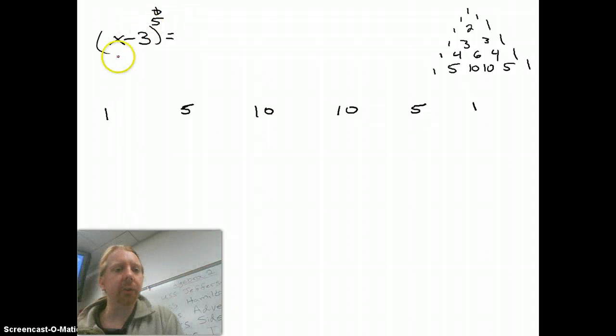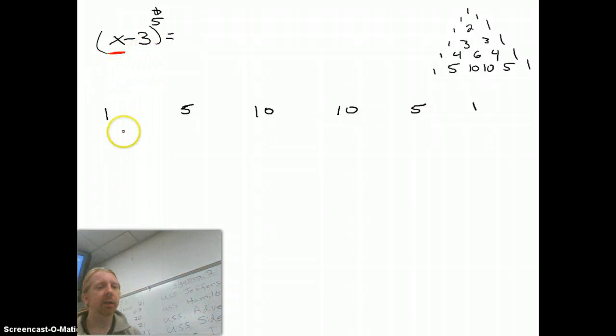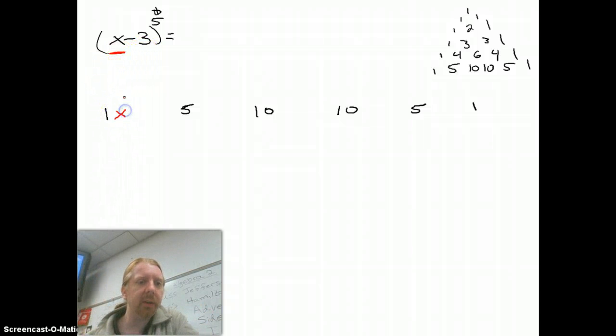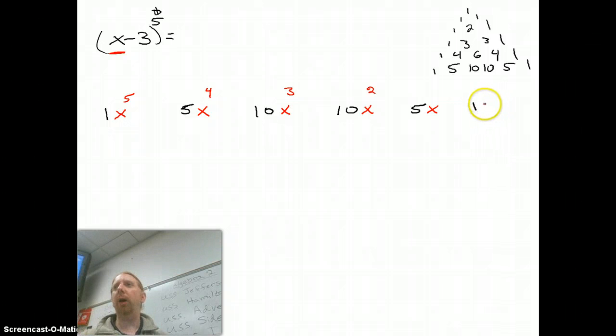I'm going to take the x term, which is like my a from what we were talking about. I'm going to start off with x to the fifth, x to the fourth, x to the third, x squared, x to the first, and x to the 0 is just 1, right? So I won't write it, but I'm going to make a little 1 there so I remember. I'll make a note to myself, that was x to the 0. Don't forget this is x to the first.